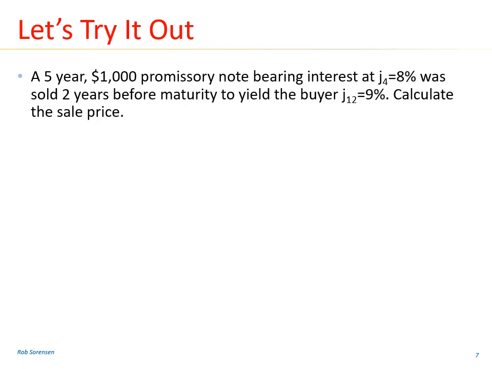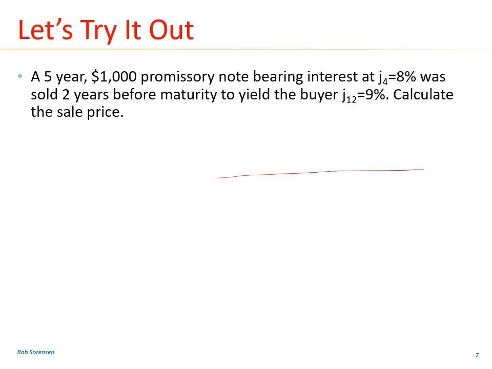All right, time to try one out here for you. See how you're doing with these. We've got a 5-year, $1,000 promissory note bearing interest at 8% compounded quarterly. And it was sold 2 years before maturity to yield the buyer 9% compounded monthly. See if you can work out the sale price. I'd suggest you hit pause again right now. Take a few minutes, pull out a sheet of paper and try this one out. And when you're ready, come on back, press play again, and I'll go through it with you. All right, let's have a look.